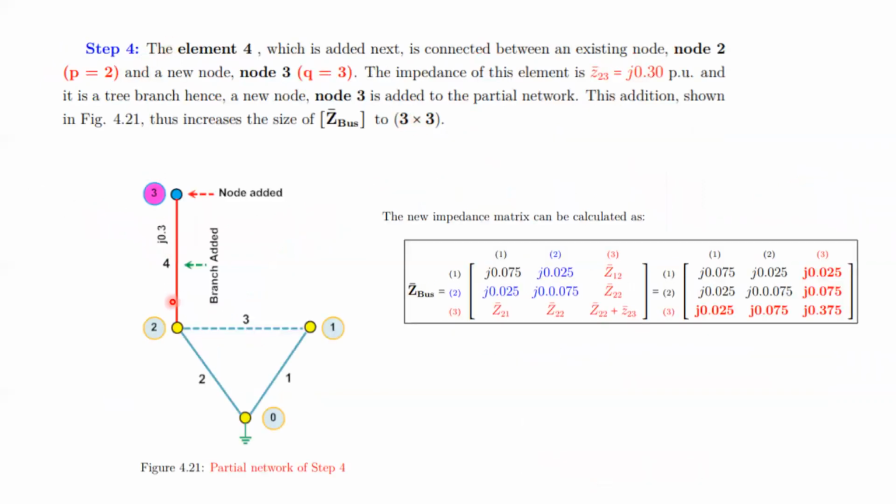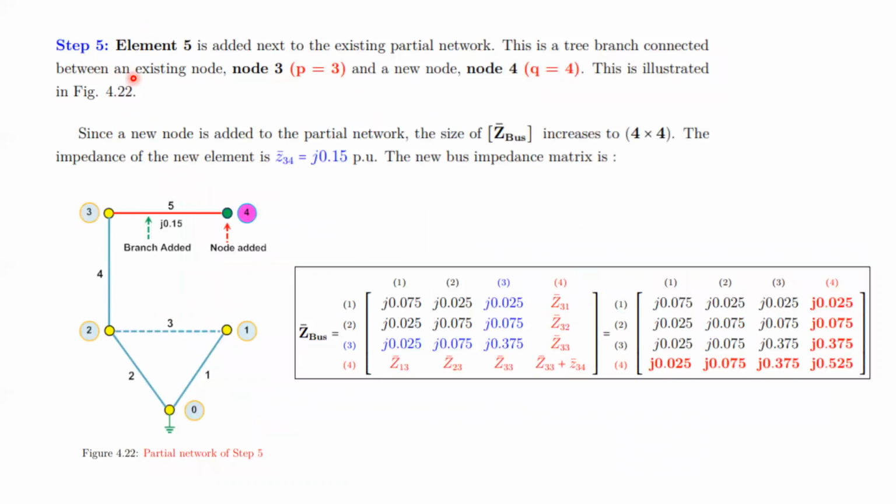Step number 4. Step 4 includes the addition of a branch again between node number 2 and 3, branch number 4. So this branch is being added, a new node and existing node. So this is a modification, new column, new row with the specific elements of the impedances, and this is the final corner element. So one row and one column is added, and this matrix becomes a 3 cross 3 matrix. See, 1, 2, and 3 branches are there. 3 cross 3 matrix.